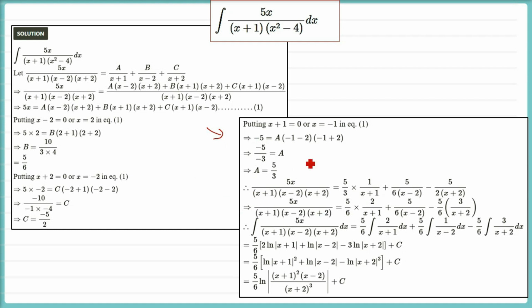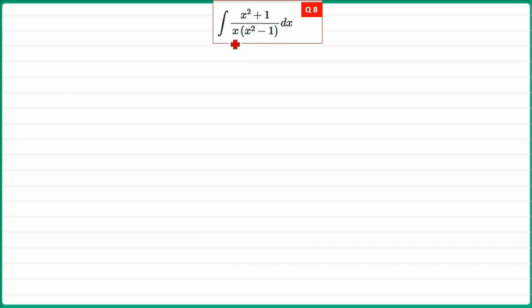So if anything is remaining or you miss something, you can follow this reference. The integral is (x square plus 1) divided by x into (x square minus 1). Now this x square minus 1 in this integral can be written as, because we know that a squared minus b squared is a minus b into a plus b, so x square minus 1 square is x minus 1 into x plus 1. A is x here, b is 1 here.